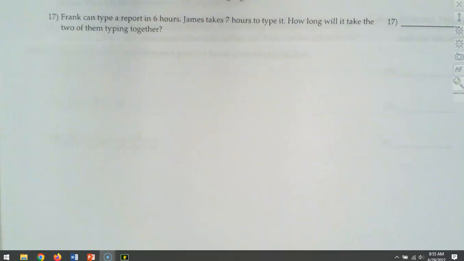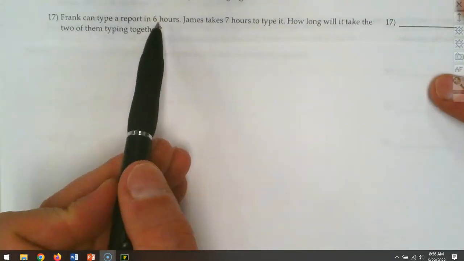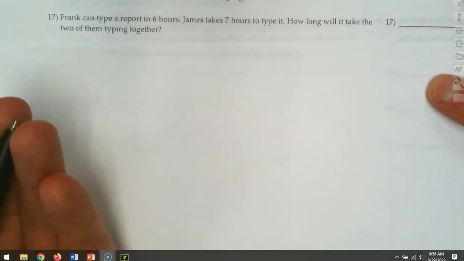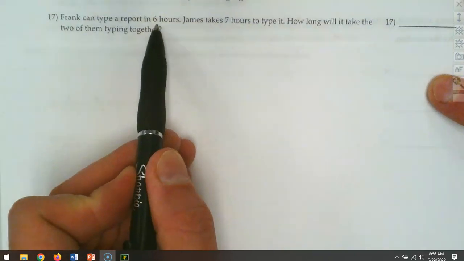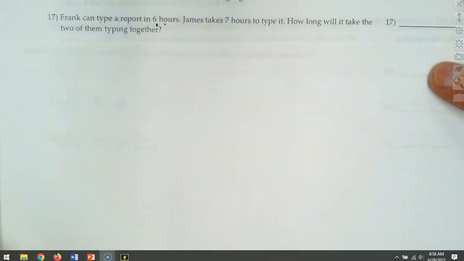So Frank can type a report in 6 hours. It takes James 7 hours to type this report. How long will it take the two of them typing together? Well, we can't just add them together, because 6 and 7 would be 13. And we know it's not going to take 13 because Frank can do it himself in 6 hours. So we know it has to be less than 6 hours.